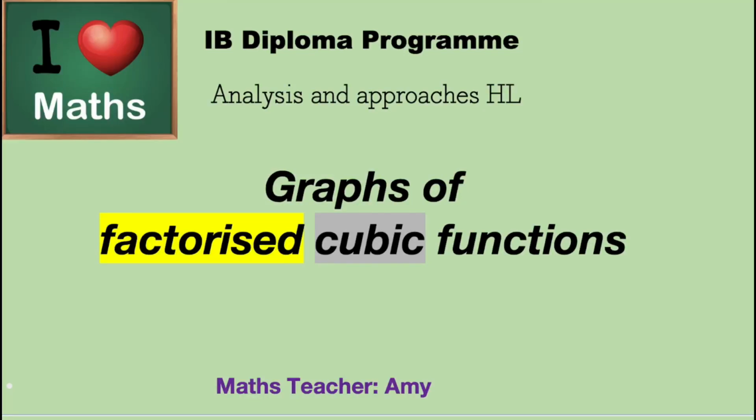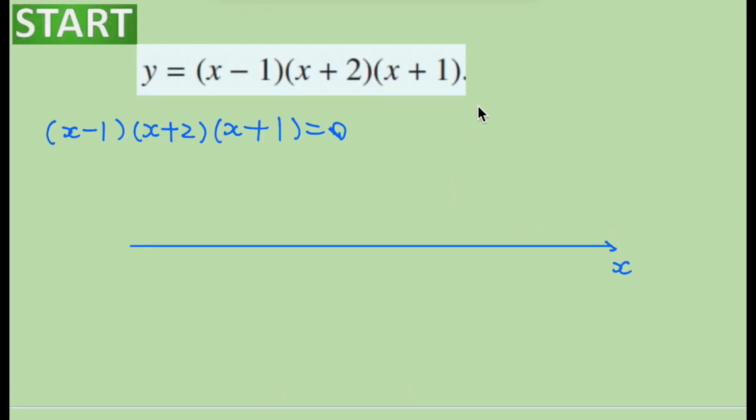Today we are going to look at graphs of factorized cubic functions. Let's get started. First, let's look at this cubic function, which is in the factorized form, and there are three distinct factors, which are x minus 1, x plus 2, and x plus 1.